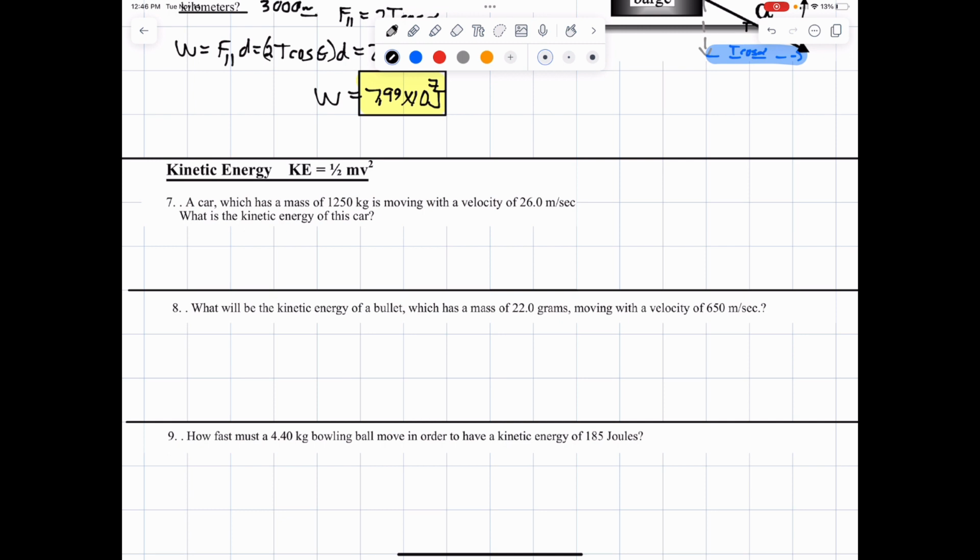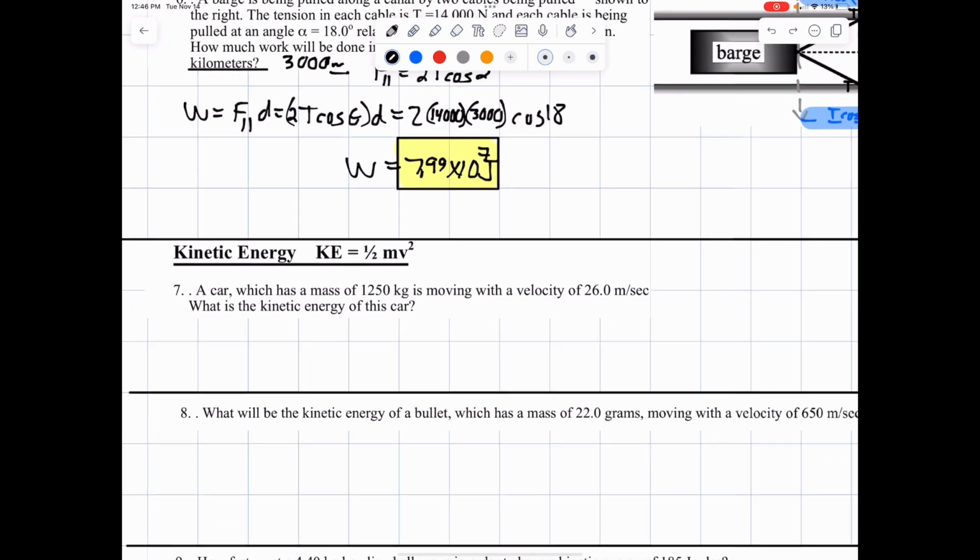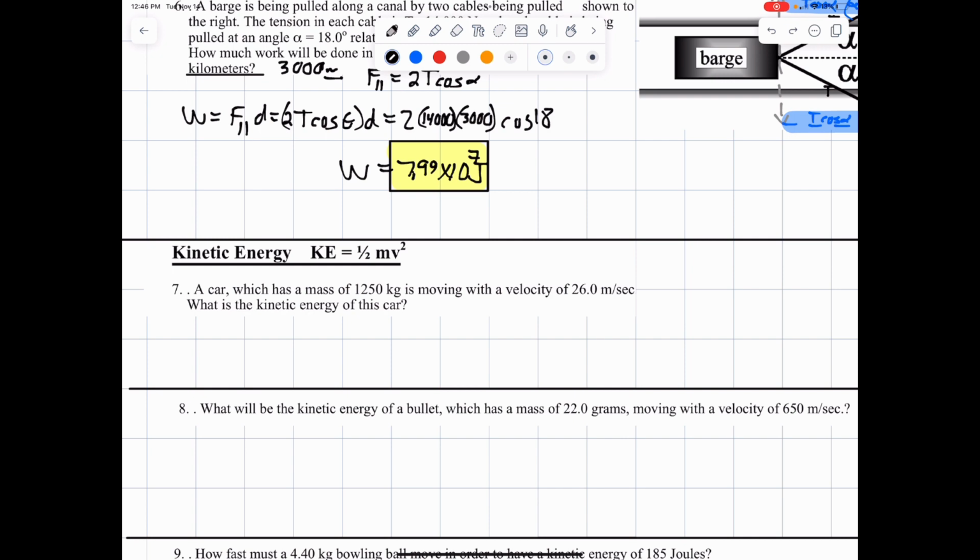Number 7. Now we begin the kinetic energy calculations. To do that, you're doing 1/2 times m, the mass, times v squared, the velocity squared. When you put this in your calculator, it's often best to take the velocity, square it first, then multiply it times the mass, then divide by 2. That sequence tends to work very well when doing a calculation like this.